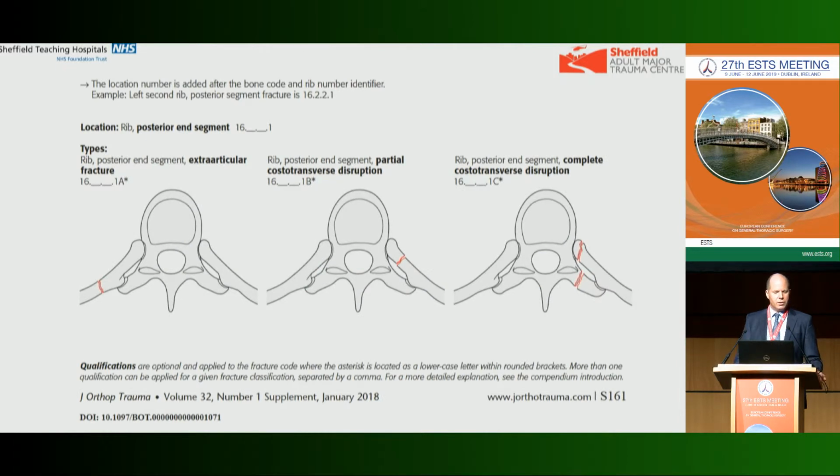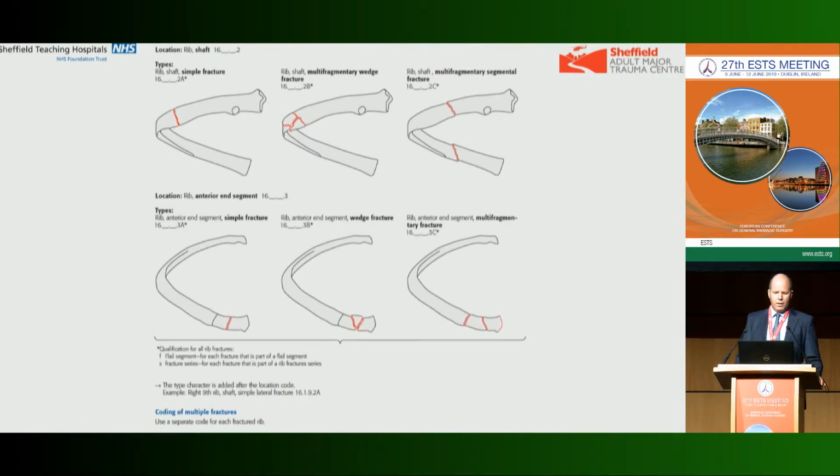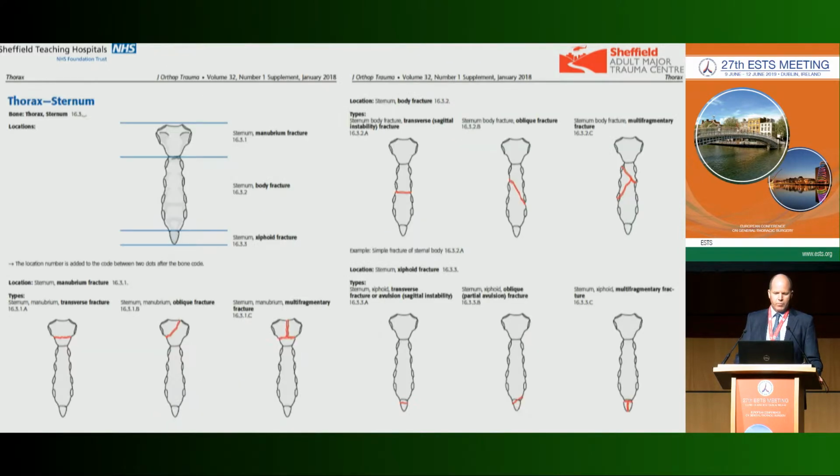They also addressed the issue of the costotransverse and costovertebral joints and defined the terms of partial and complete costotransverse disruption. The AO nomenclature for all bones is very clear in terms of the definitions of simple, wedge, and multi-segmental fractures, and these were applied using numbers. So the whole point of the AO classification for all fractures is to assign a code for each individual fracture.